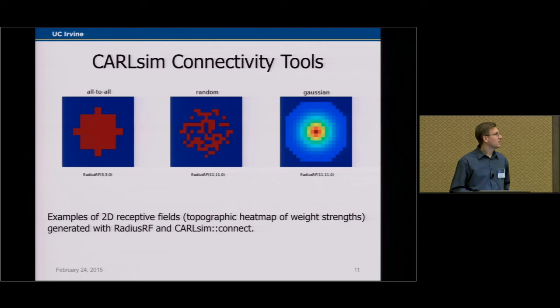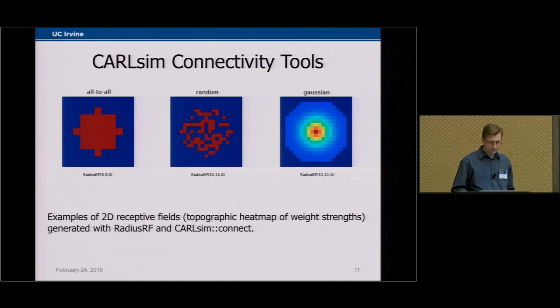Users can easily generate these with one or two commands. Here's one where all the synaptic weights are the same, initialized within some Gaussian receptive field. Here's one where you randomly initialize them, still within some Gaussian receptive field. And here's one where the synaptic weight strength drops off as a Gaussian. So we're trying to make it so you can do more complex things and capture more biological realism without the overhead of having to map each synapse by hand.